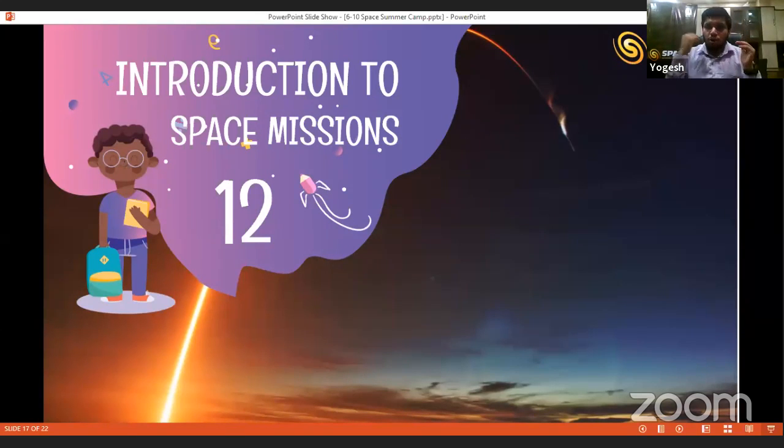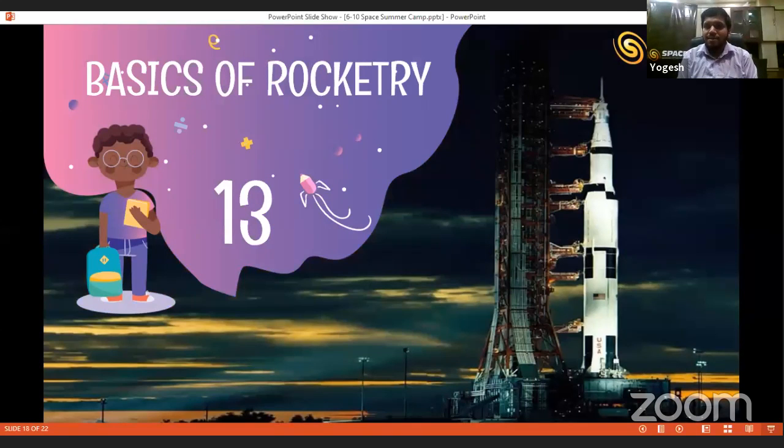How we should launch a rocket in a way so that it directly goes onto the desired target. All these things we are going to learn in the session of Introduction to Space Mission, all the theory behind it. Next, session number 13, that is basics of rocketry.